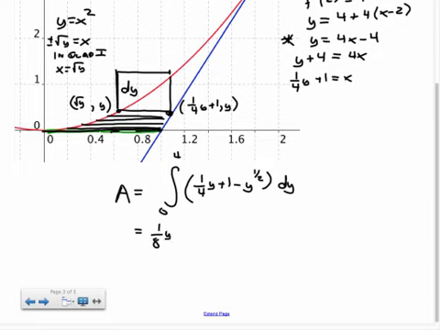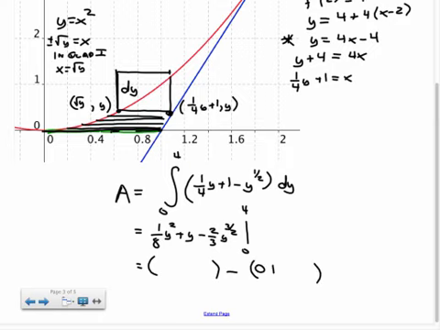I have (1/8)y² + y − (2/3)y^(3/2), and we're going from 0 to 4. Again, big parentheses with a minus sign. The nice thing here is that everything in the second expression is going to be 0. And we're going to get 16/8, that's 2, plus 4 minus 4^(3/2), which is going to be 8, so 16/3. 6 minus 16/3 is going to be 18/3 minus 16/3, or 2/3. So that's the area of our region.